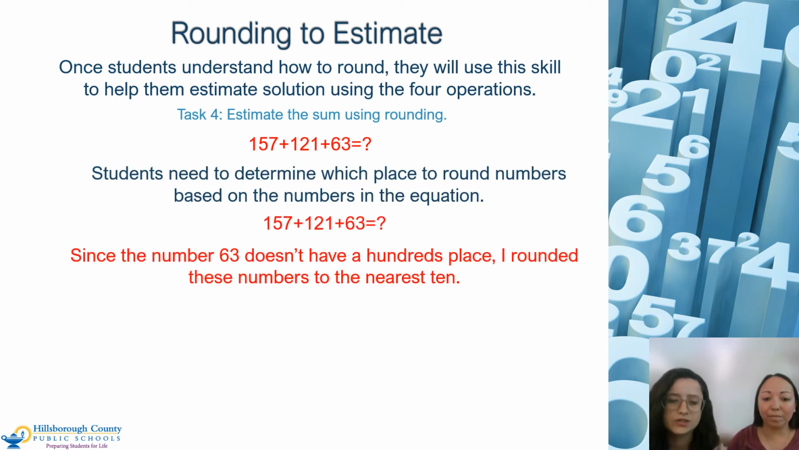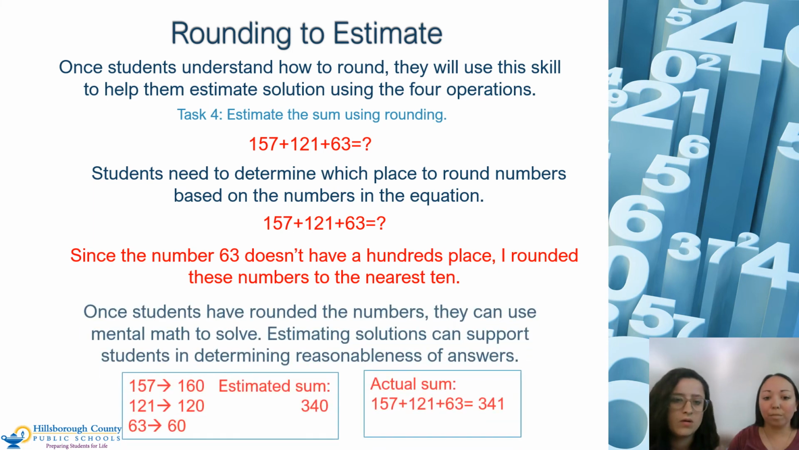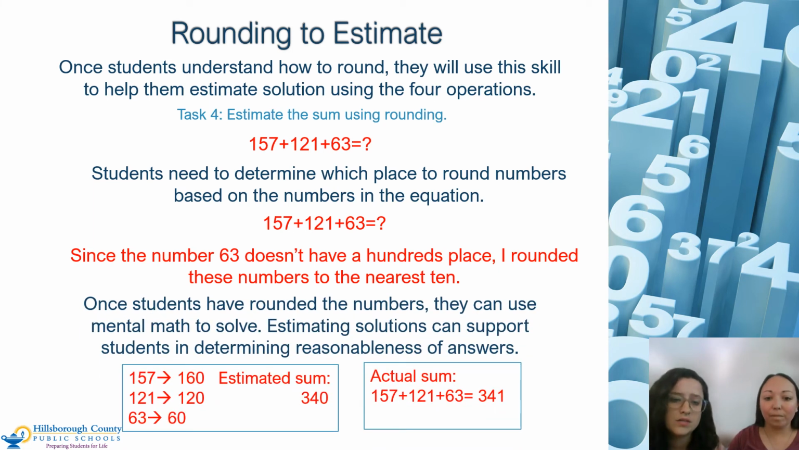Students have to first determine where they're going to round all 3 of those numbers to. So since the number 63 is the only number that doesn't have a hundreds place, I would round all of these numbers to the nearest 10. Once students have rounded the numbers, they can then use mental math to solve and get an estimate. So estimating solutions can be really important when determining the reasonableness for the answers.